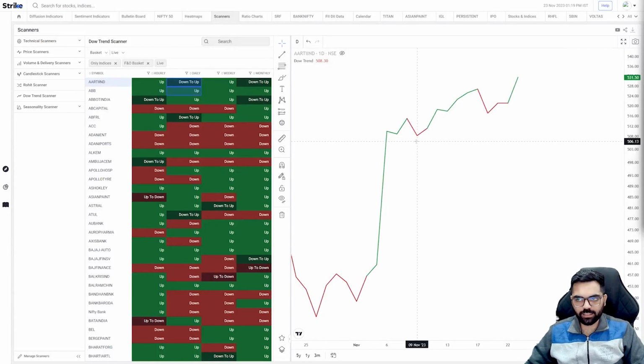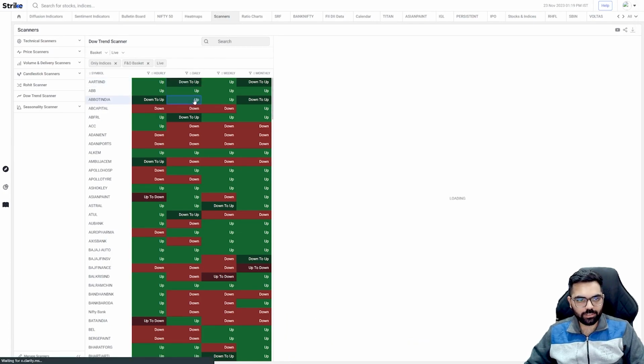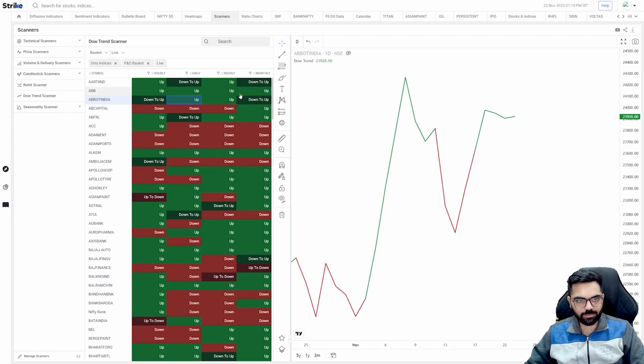Let's say it's about 3 p.m. in the day and you're looking for reversal signals. You want to look for stocks that can have potential movement in the coming days. So how would you like to proceed? So there are multiple approaches one can use. So I am focusing on a top-down approach.